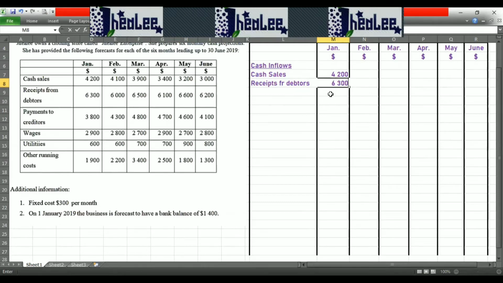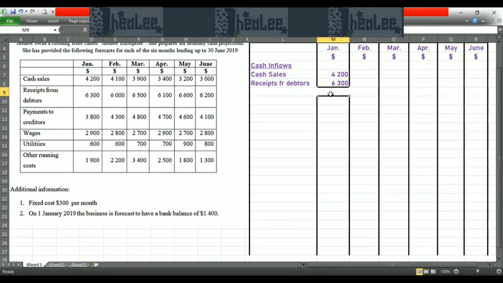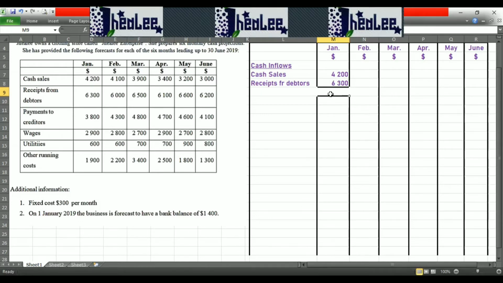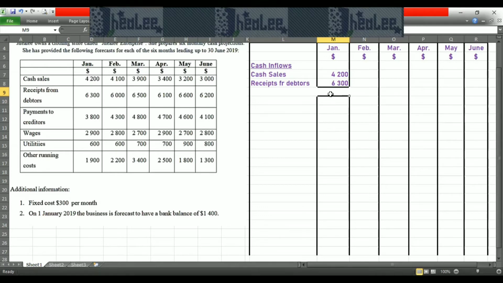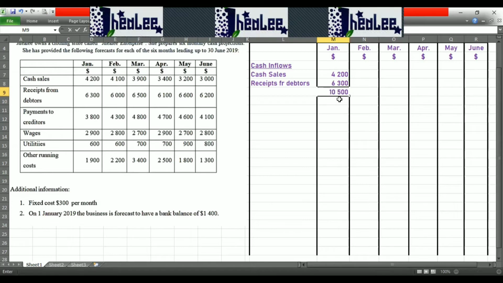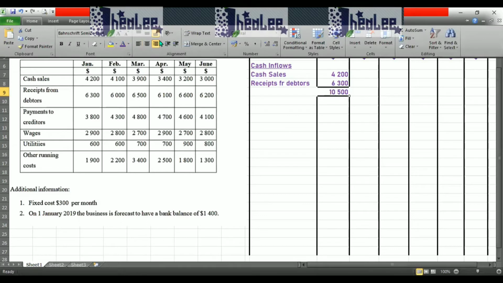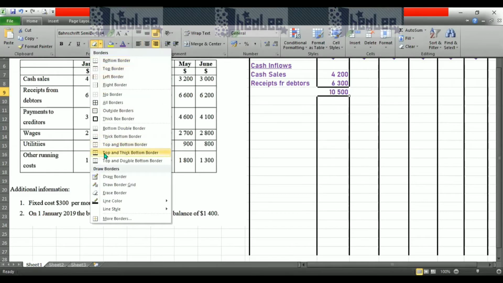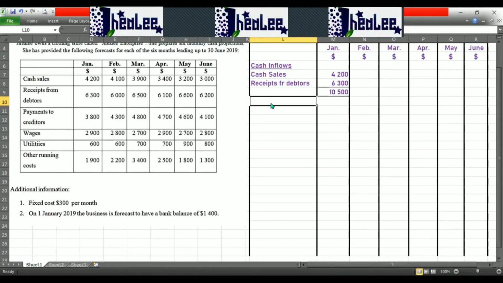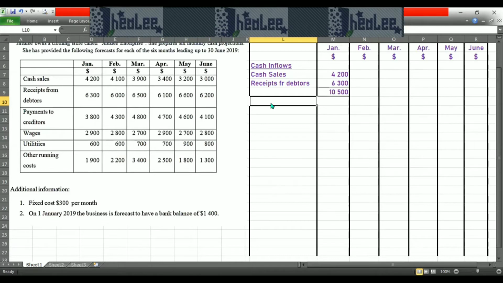No. So therefore, we're going to total our inflows. And the total inflows would be 4,200 plus 6,300. And that gives a total of 10,500. For this section, you're going to put in your single line above and your double line below because you are finished with the inflows. So next, we're going to look at the cash outflows.